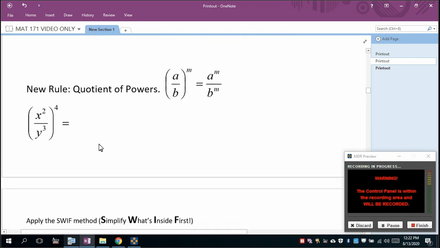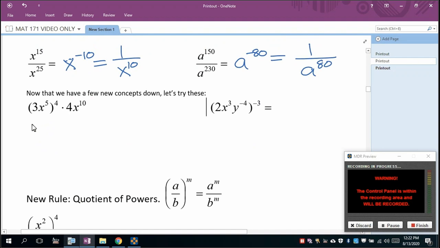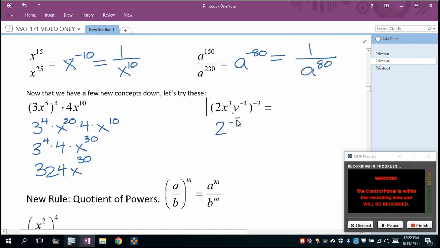Now, if we want to put something else together here, you have 3 to the 4th times x to the 20th times 4 times x to the 10th. 3 to the 4th times 4, that's 81 times 4, that is 324 x to the 30th. Now you have 2 to the negative 3, x to the negative 9, y to the positive 12th. Now, if we write this with only positive exponents, the y to the 12th will stay up on top, but you would have 2 to the 3rd, x to the 9th.